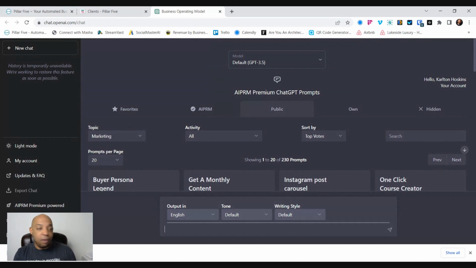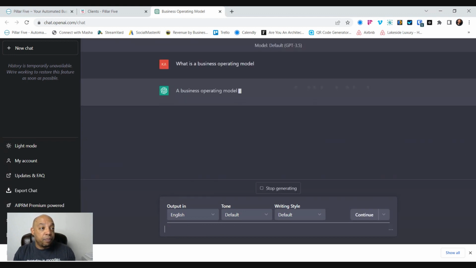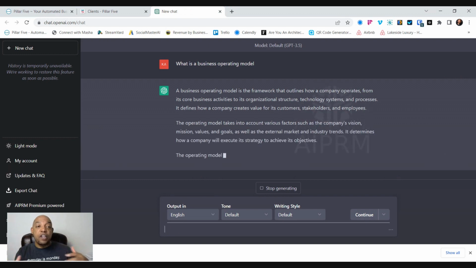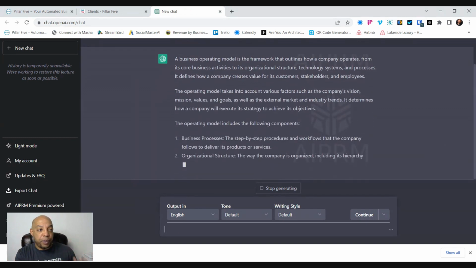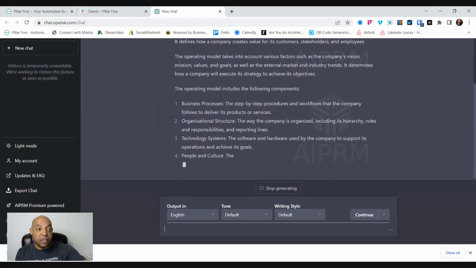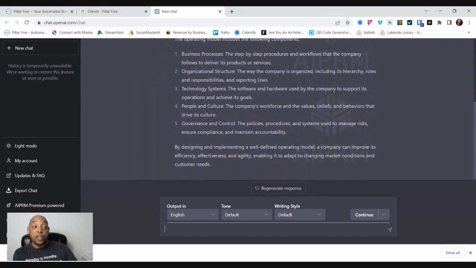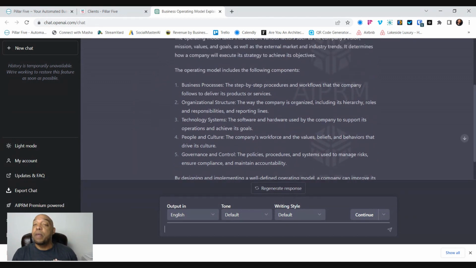So I'm going to go, what is a business operating model? Boom. It was going to tell me. So I'm going to get everything that I need to know right here from ChatGPT. And you'll see it starts breaking it all down, right? Next thing that I want to do, because remember, this was super fast, look, just as fast as we did that. Now I want ChatGPT to help me build one.